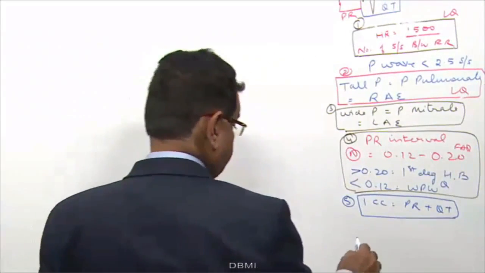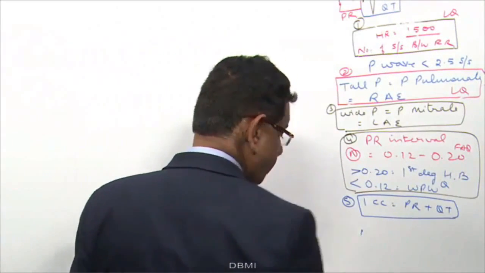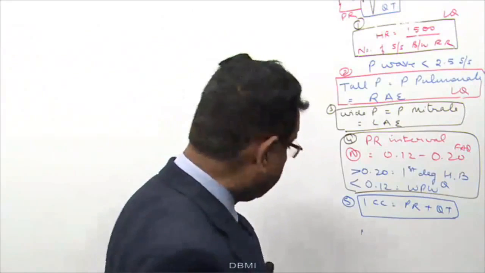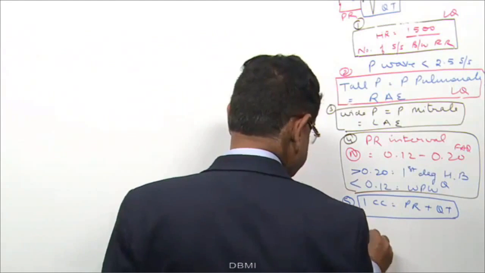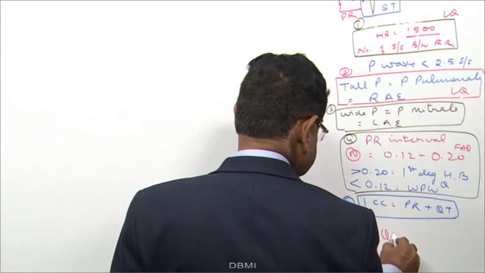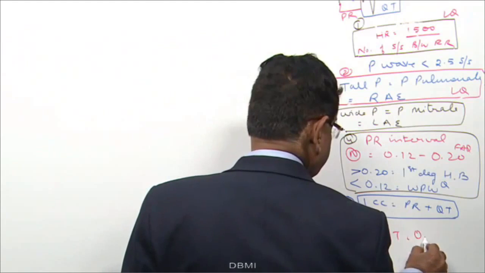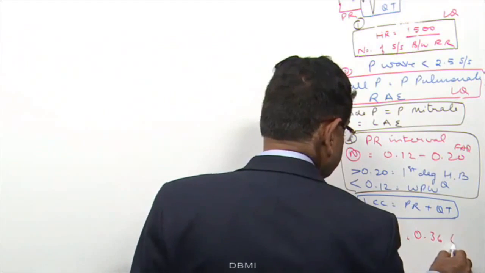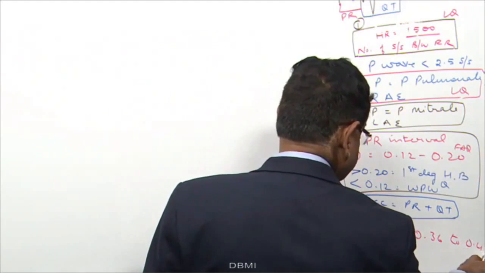Normal QT interval. Normal QT interval is always between 0.36 to 0.44 second.